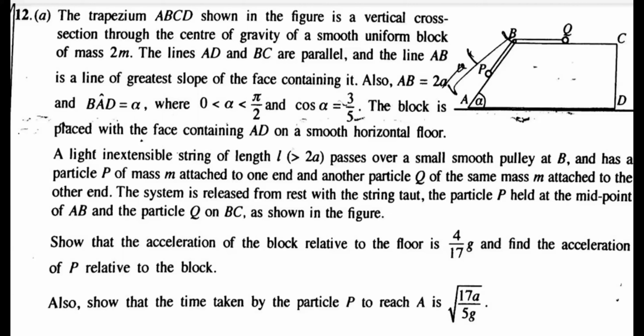Question, right? Here we are talking about... Then cos alpha is given. That is, cos alpha is given as 3 by 5. 2017, and so AD on the smooth, okay.